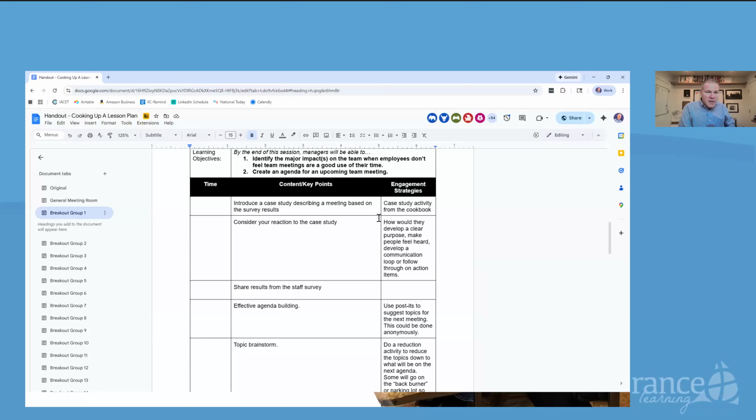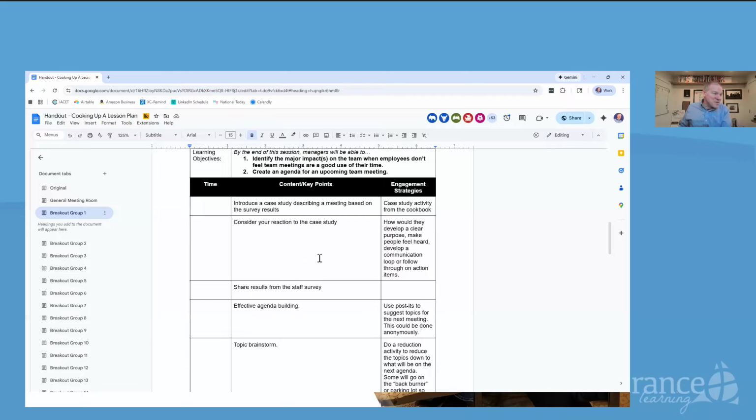And this is always kind of tricky to do with somebody else's work, but we'll take a look. So the first thing they have here is introduce a case study describing a meeting based on the survey results. So come up with a fictional meeting that's based on some of the survey results. And then they would have us consider our reaction to the case study. How would we develop a clear purpose, make people feel heard, develop a communication loop or follow through on action items? And so they would do this. This is part of their lesson even before they give us some of the survey results. And I think that's a pretty interesting way just to kick this off.